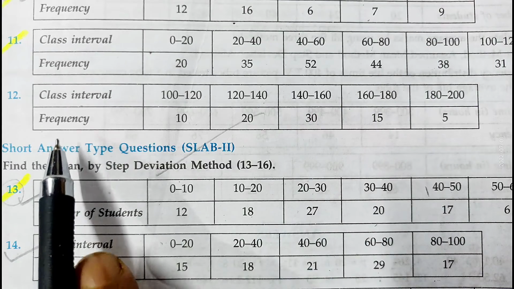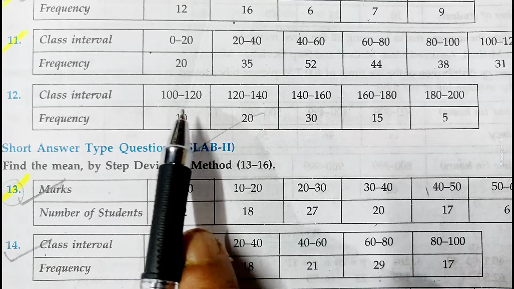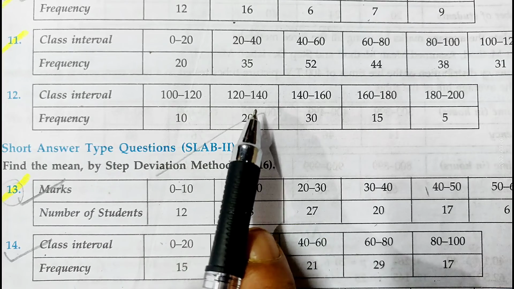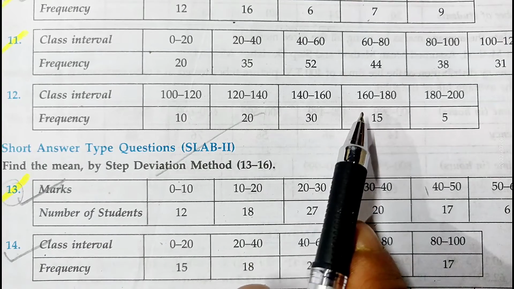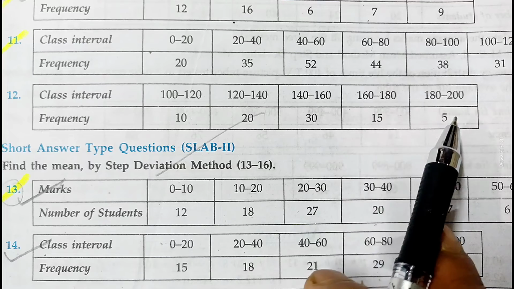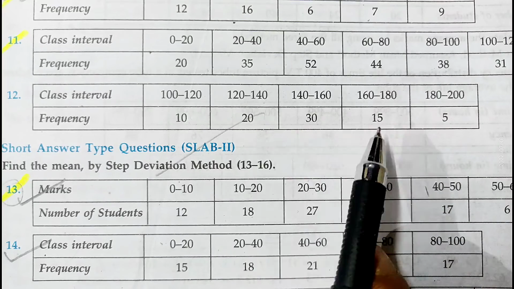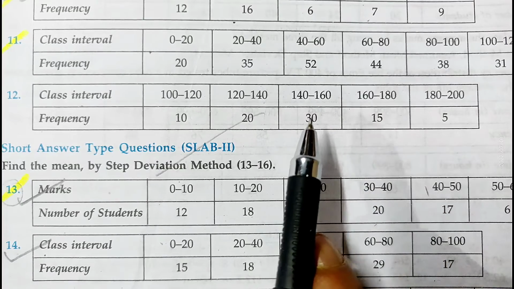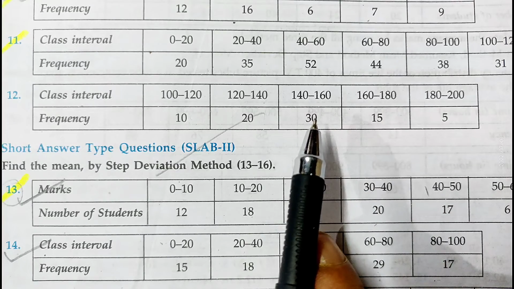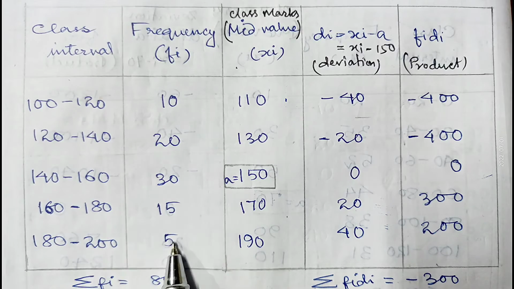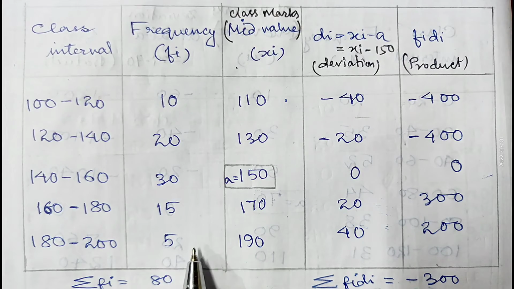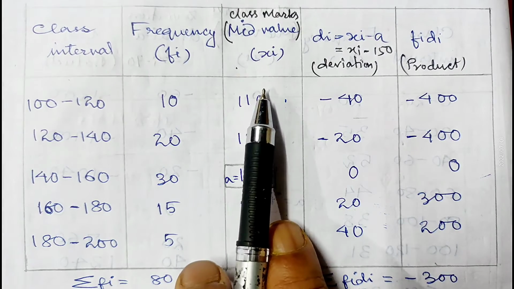In question number 12, it is given the class intervals are 100 to 120, 120 to 140, 140 to 160, 160 to 180 and 180 to 200, and the corresponding frequencies are 10, 20, 30, 15 and 5, and we are to find the mean by the assumed mean method. Here the class intervals and frequencies are given in the question. The first thing we should do is find the class mark.